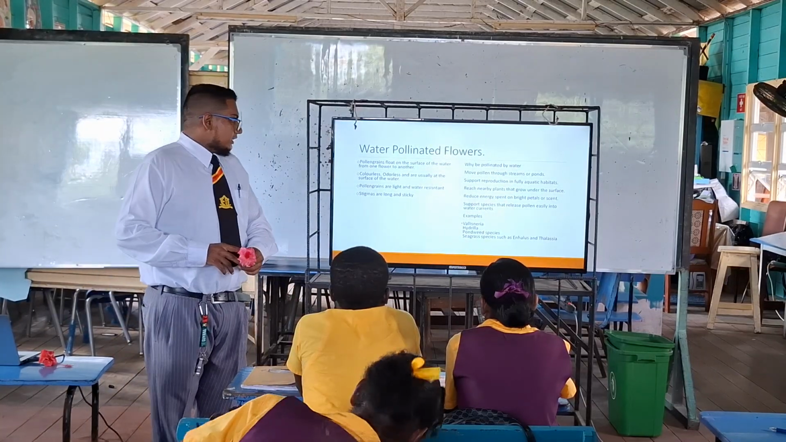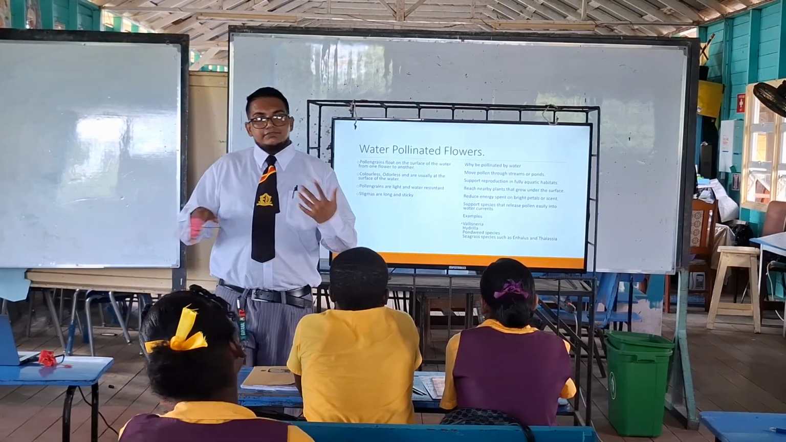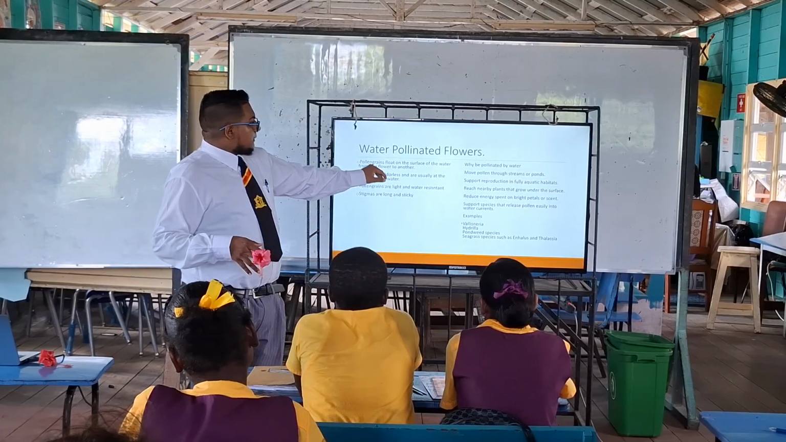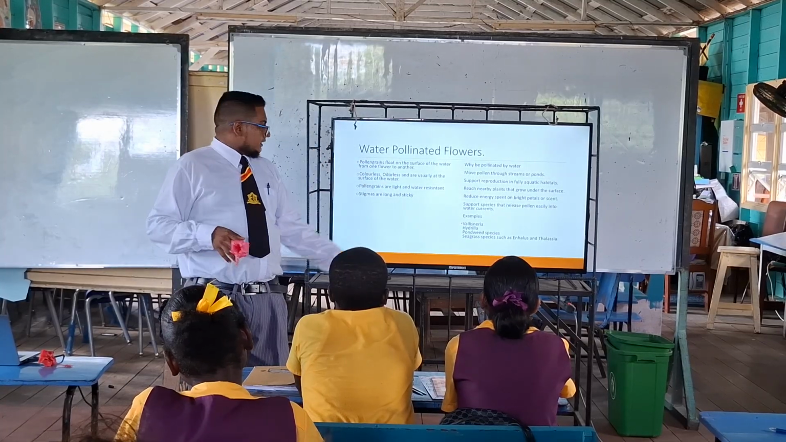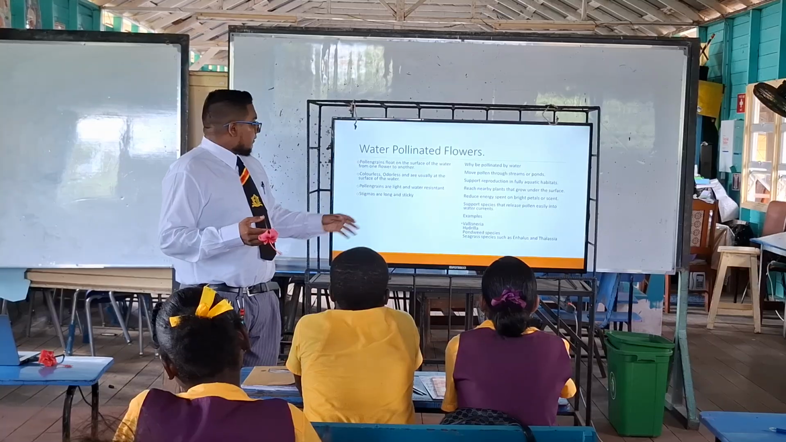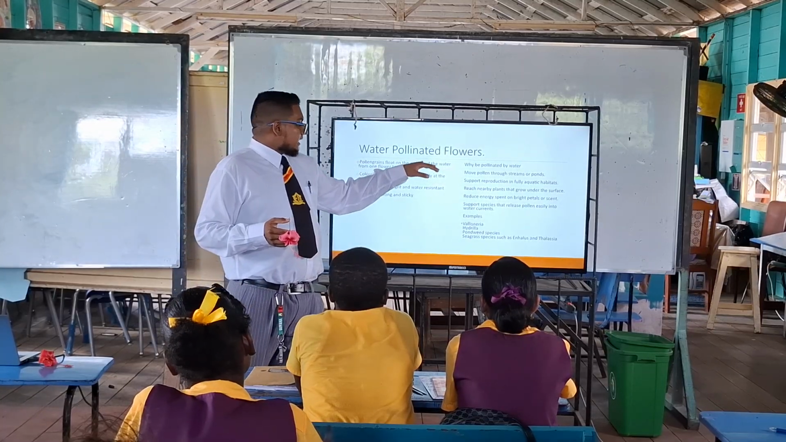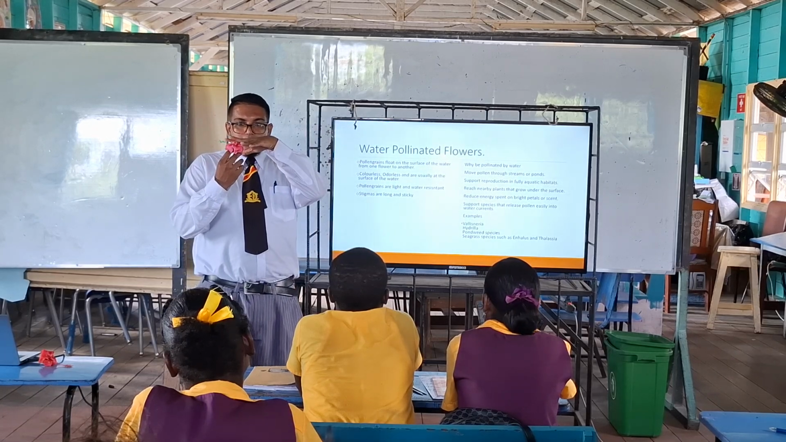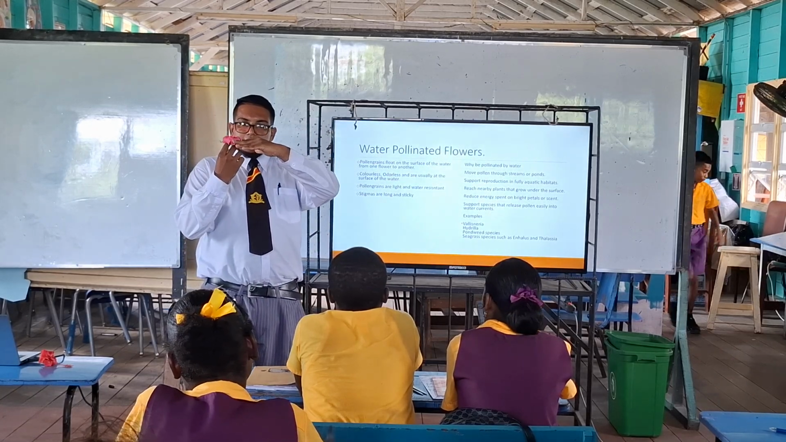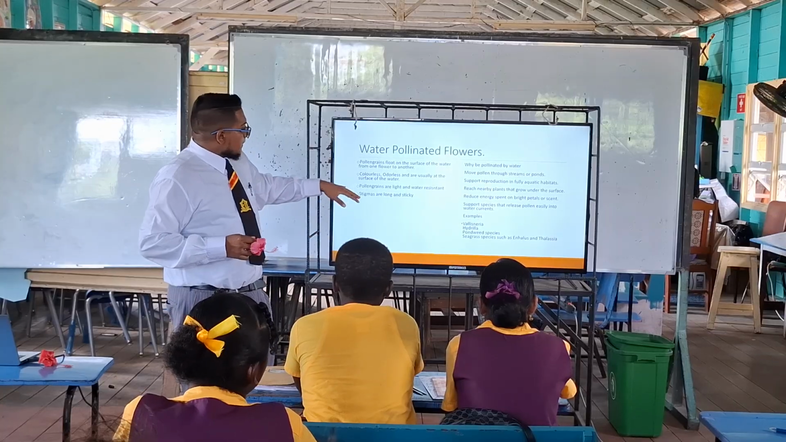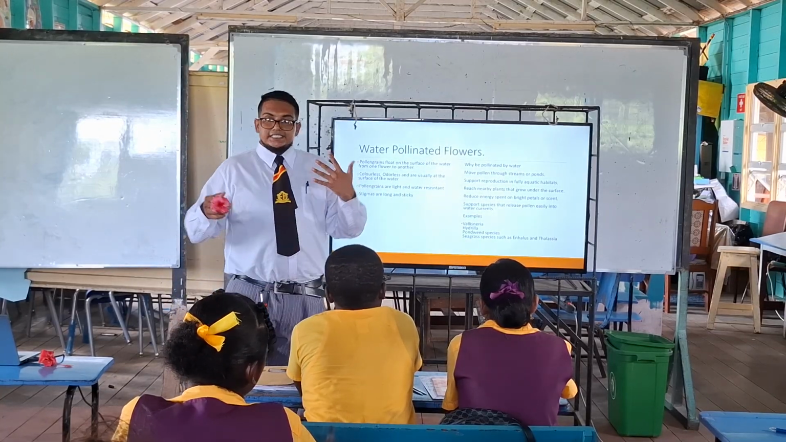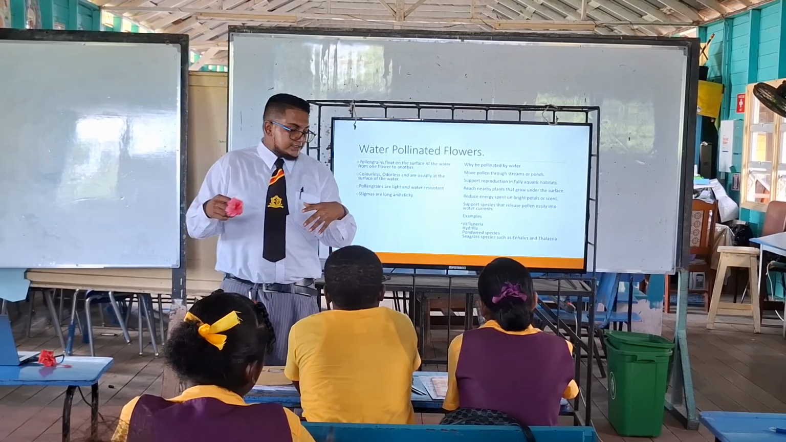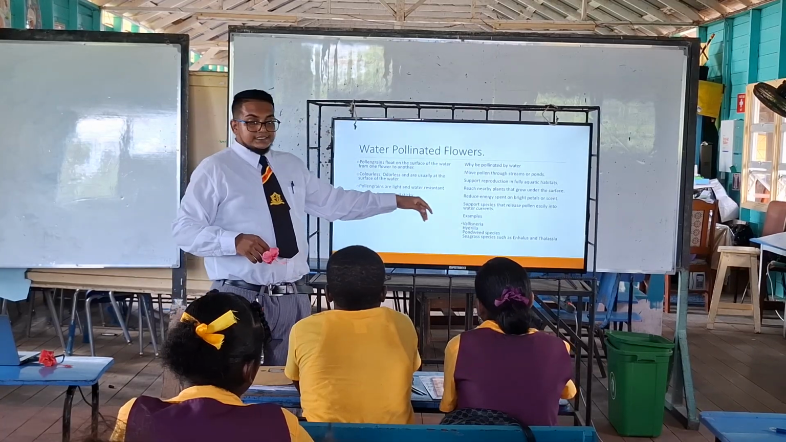Water pollinated flowers. Water and wind have similar properties. So the pollen grains float to the surface of the water, where they can be picked up by another flower. It is colorless, odorless, and usually at the surface, right close to the top. So this is the water here and the flower, and they're right at the top. The pollen grains are light and water resistant to allow them to float on top of the water. And the stigmas are long and sticky.